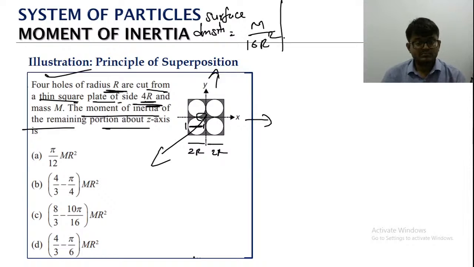What is the area of the square plate? L square, right? L is the length of the side, that is 4r in this case. So 4r the whole square means it will be 16r square.